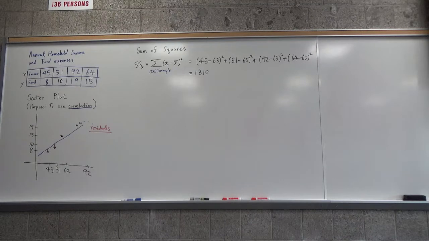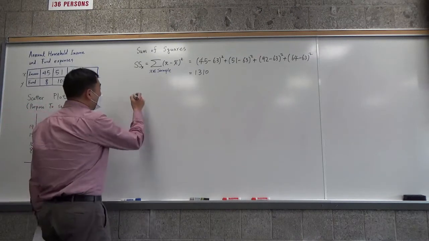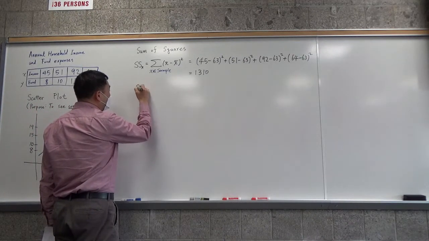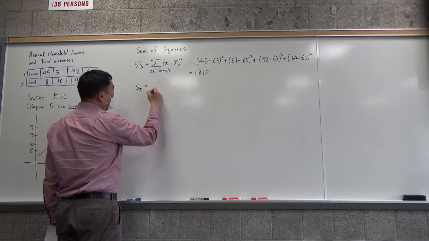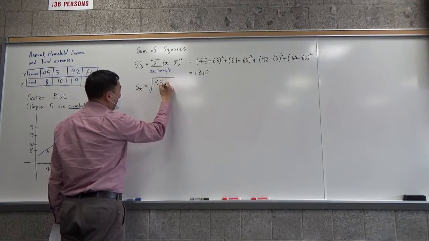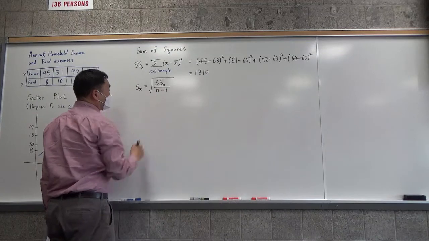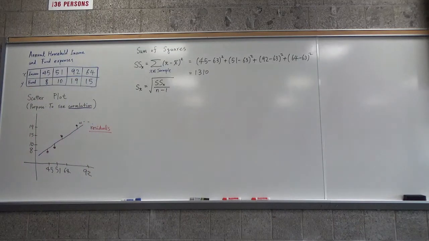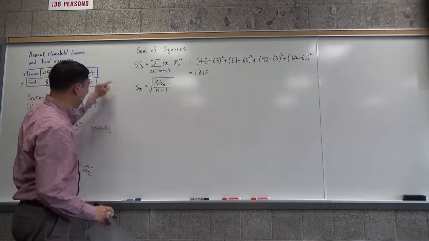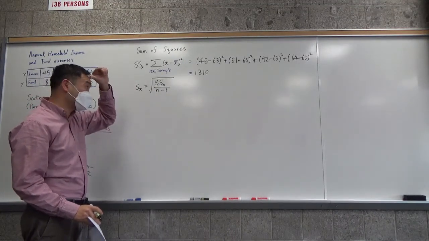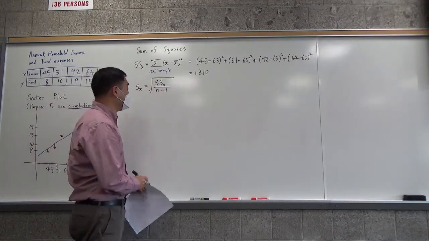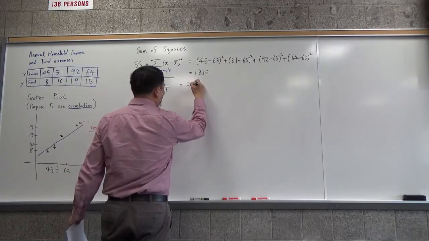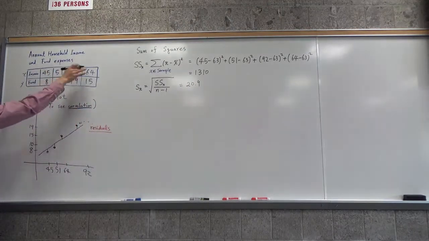But I do want to point out that we have done such calculations before, in the beginning of the semester, because when we defined the variance, it was exactly this. In fact, the way you calculate the sample standard deviation of x is to take the square root of the sum of squares divided by n minus 1. That's the formula. In our case, n is 4, so 4 minus 1 gives you 3. If you divide 1310 by 3 and take the square root, this comes out as 20.9. So that's the standard deviation of this sample.